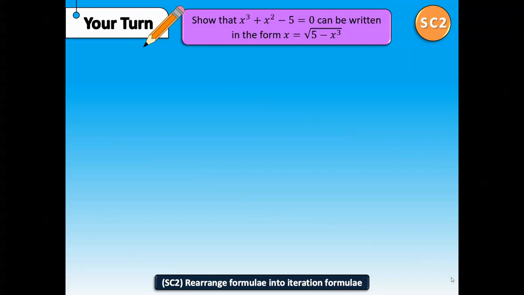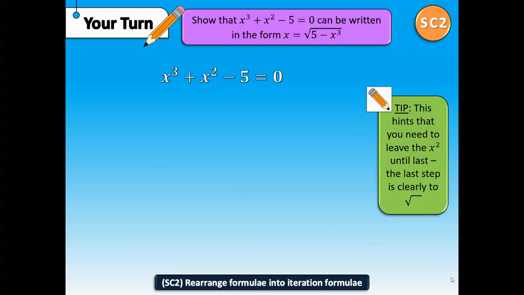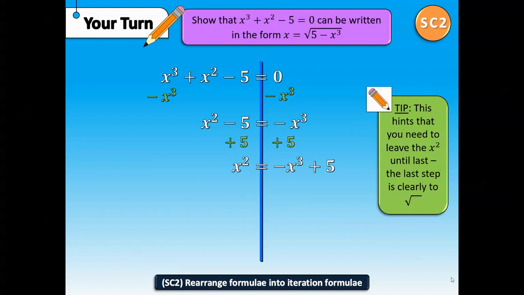So this question says, show that x cubed plus x squared minus 5 equals 0 can be written in the form x equals the square root of 5 minus x cubed. So to start with, we're going to subtract x cubed from both sides. Then we're going to add 5 to both sides. And finally, we're going to square root both sides. And there's our final answer.